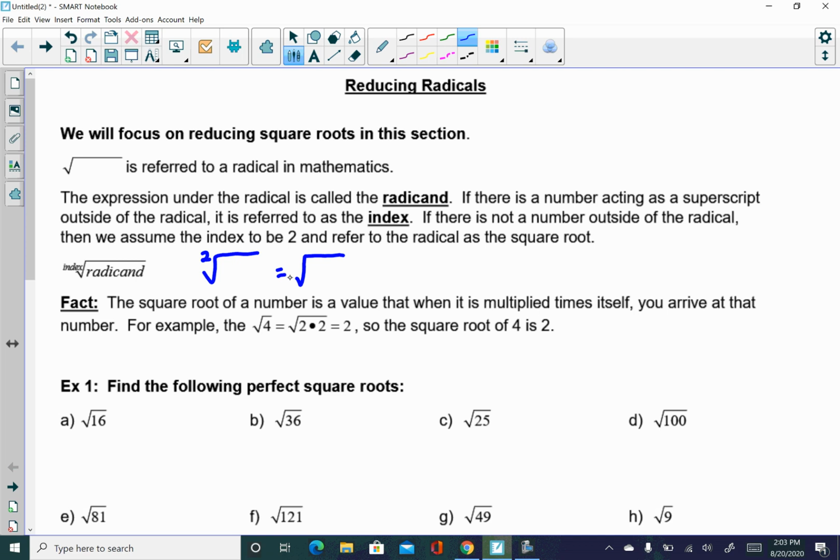In fact, just below that, the square root of a number, as you may know, is a value that when it is multiplied times itself, you arrive at that number. So the example that I'm giving you here then is the square root of 4. Hopefully you would agree, the square root of 4 could be rewritten as the square root of 2 times 2. So if 4 is the same as 2 times 2, then the square root of 4 is just 2, because I can now take 2 and multiply it times itself and get that 4. So we say ultimately that the square root of 4 is 2.